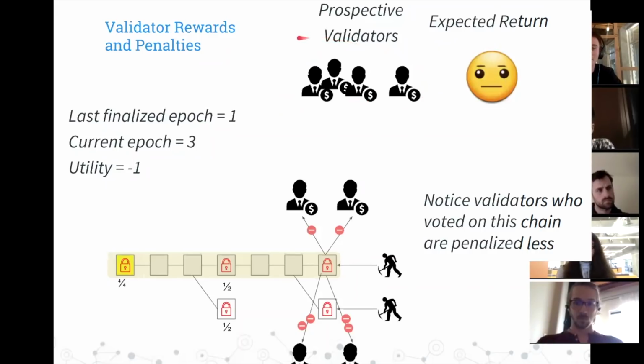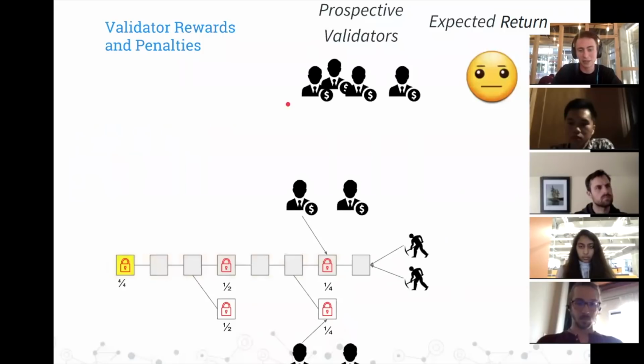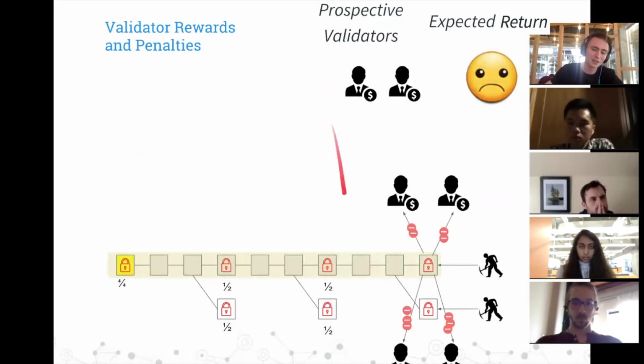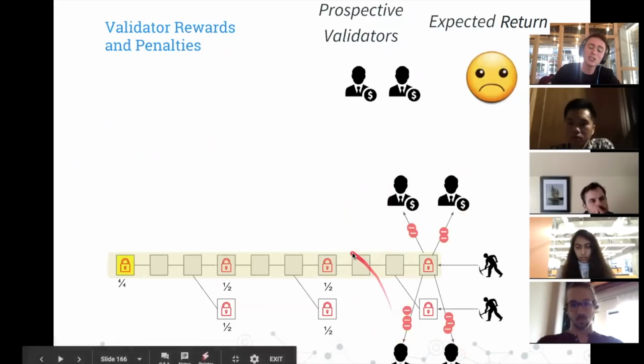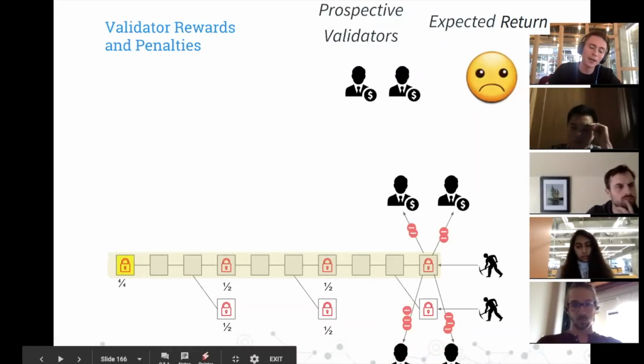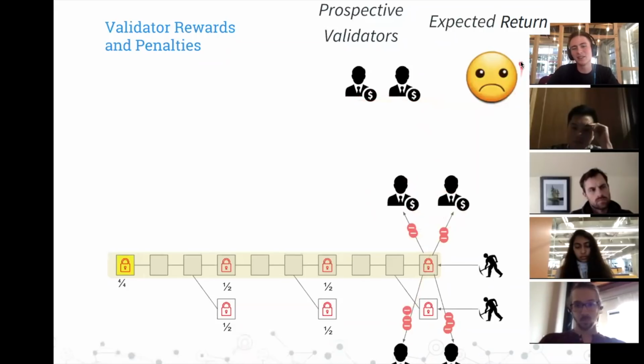And this is why discouragement attacks are actually quite nefarious. Because if we continue and we can say that maybe these validators are intentionally voting on the wrong chain, which means that even though these other validators are acting honestly, they're losing money. And the general perception of whether Casper is a good investment is going way down.